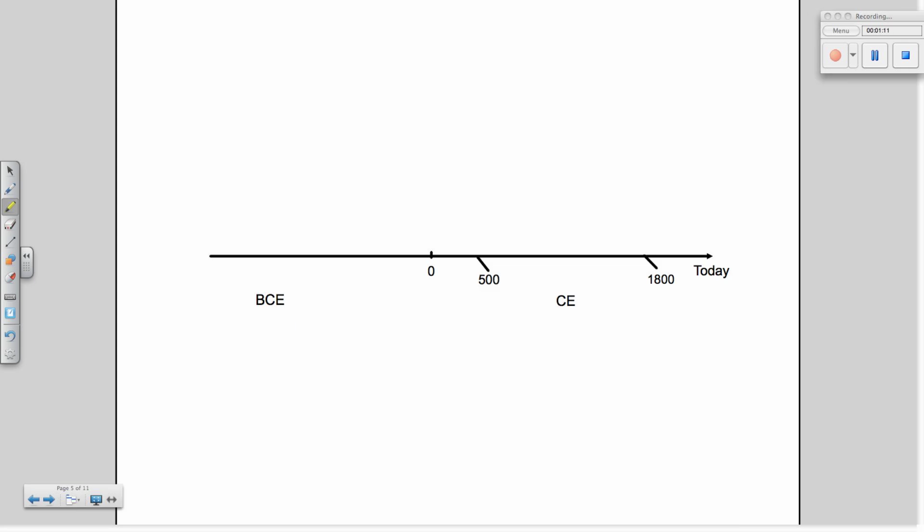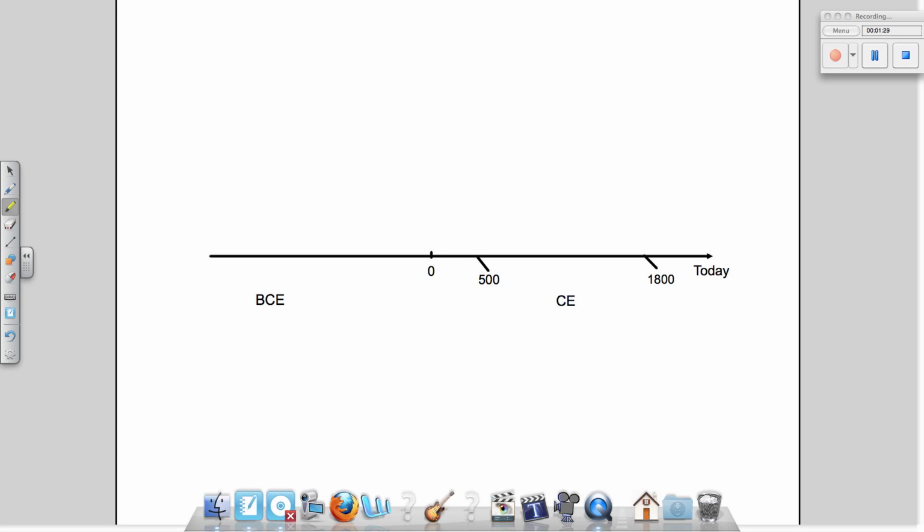Most of what we'll be learning this year will take place in the Common Era, between the year 500 and 1800, but occasionally we will talk about events that occurred before the Common Era, such as the beginning of the Roman Empire, or the development of hunting and gathering societies.